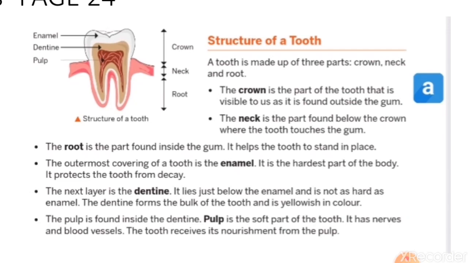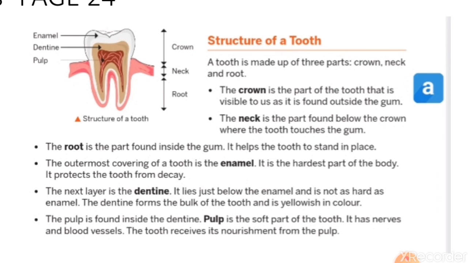Then the next layer is dentine. The second layer of the tooth is dentine. It lies just below the enamel. It is not as hard as enamel, but it is also bony. Dentine is yellowish in color. Like enamel is white in color, but dentine is yellowish in color. It covers the maximum part of the tooth.